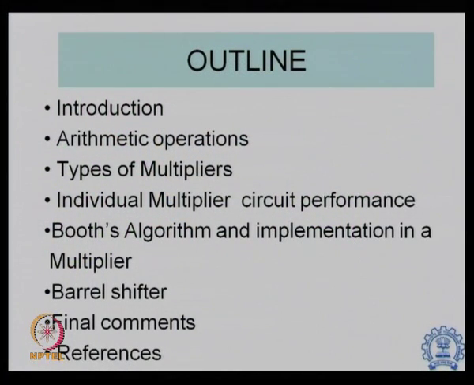Then we will talk about arithmetic operations, types of multipliers, individual multiplier circuit performance, and finally, we will look into Booth's algorithm, which is the most important multiplier operation these days in most of the digital hardware. Finally, since any operation in the multiplier requires addition and shifting, we will quickly see one or two circuits of a barrel shifter, which allows data bits to shift towards either left or right, and these are called barrel shifters. And finally, we will make some comments and then I may provide you a list of references.